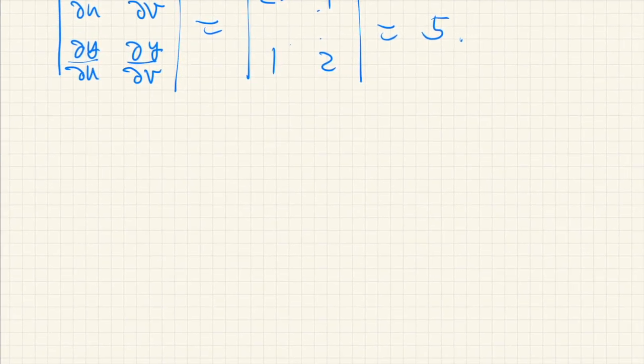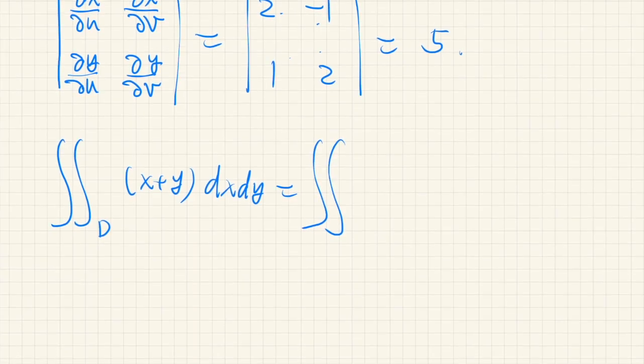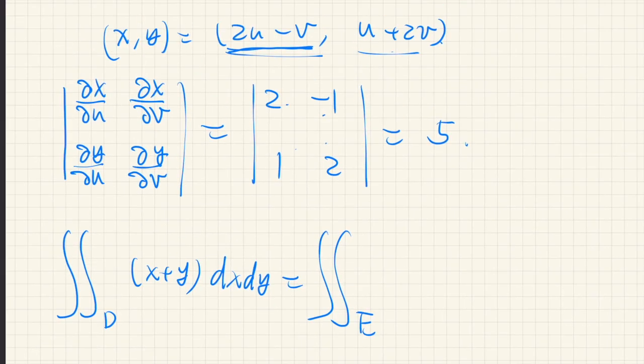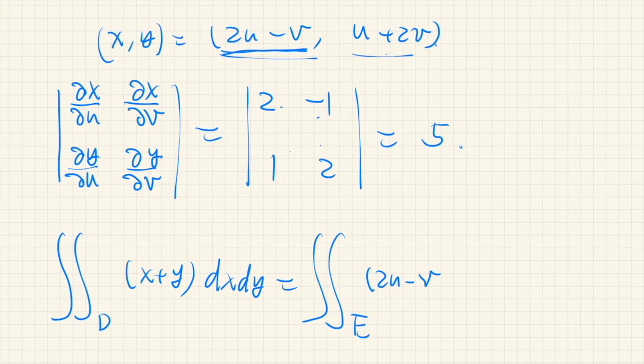So the original integral of x plus y dx dy becomes, so this is x, and x is this, so 2u minus v plus u plus 2v, and the Jacobian is 5, that's positive, so just 5, and du dv.